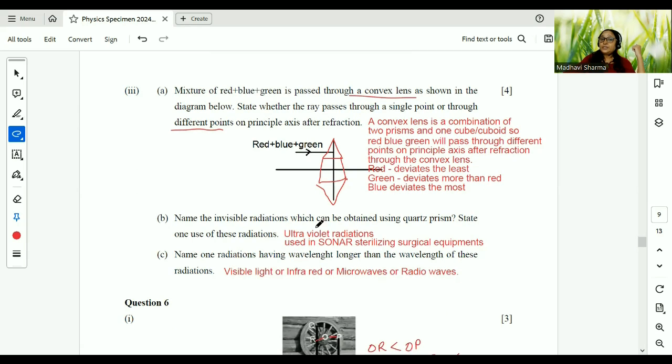Name the invisible radiations that can be obtained using quartz prism: ultraviolet radiations. One use will be sterilizing surgical equipments. It's straight from the textbook, children. Just mug it up. Name radiations having wavelength longer than the wavelength of these radiations, ultraviolet se zyada. Give any, children. Give visible light, infrared, microwaves or radio waves.